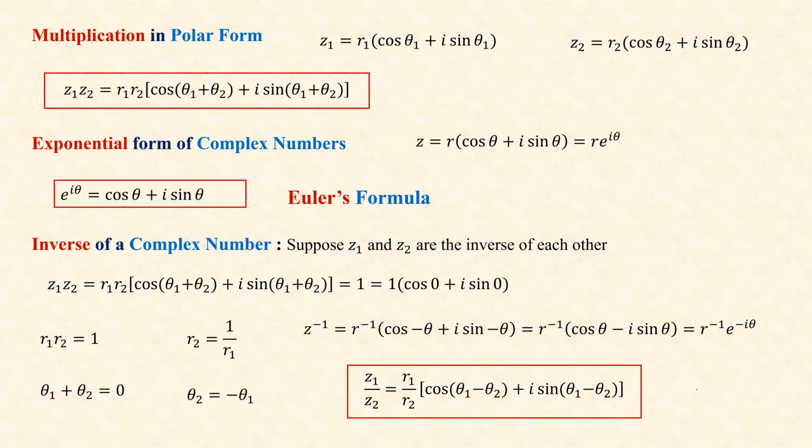So the division of Z1 over Z2 becomes R1 over R2, and cosine of theta 1 minus theta 2 plus I sine of theta 1 minus theta 2. Or in exponential form, it becomes R1 over R2 e to the power I times theta 1 minus theta 2. All right? So when you multiply, R's multiply and theta's add. If you divide, R's divide and theta's subtract. Do you see the pattern?